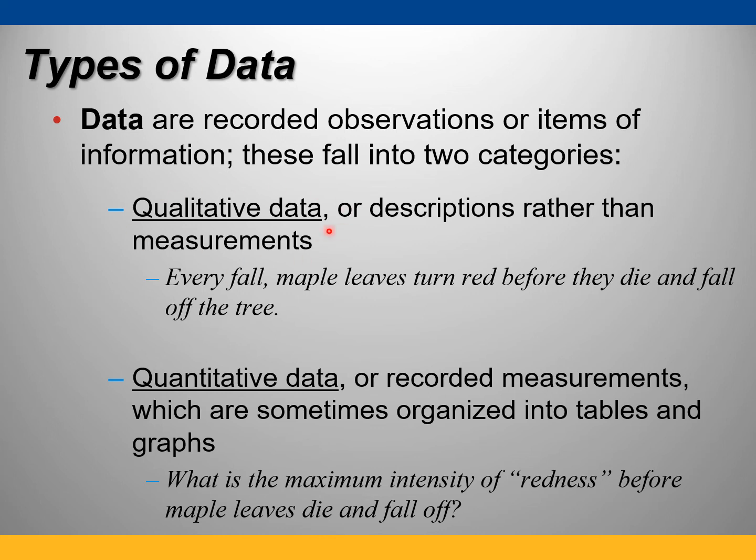We don't have any level of extent, if you will, no quantity, if you will, and that's where quantitative data may come in. What is the maximum intensity of the redness before a maple leaf falls and dies off, or dies and falls off? How many leaves turn red and how many don't? How many turn yellow or some other color? That's quantitative data, and that's where the real money is.